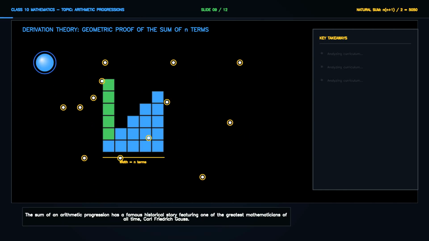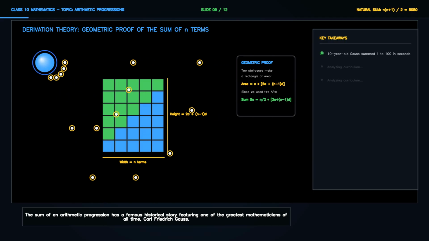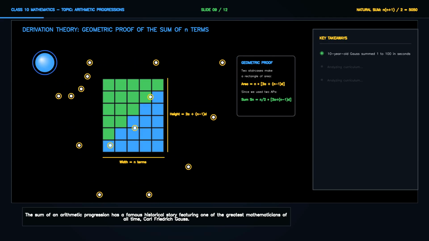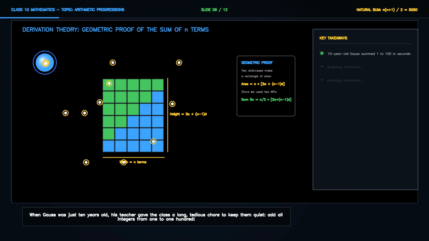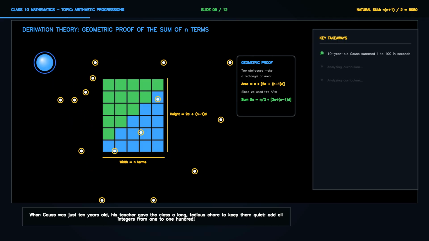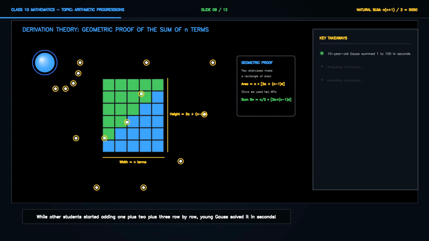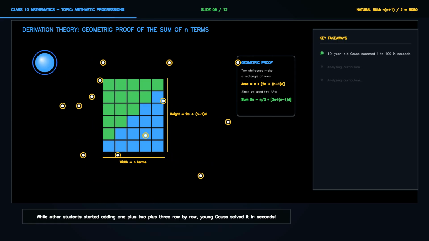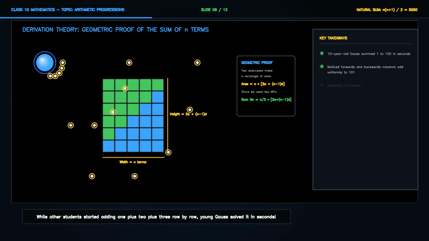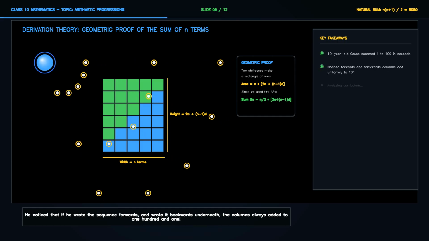The sum of an arithmetic progression has a famous historical story featuring one of the greatest mathematicians of all time, Carl Friedrich Gauss. When Gauss was just 10 years old, his teacher gave the class a long, tedious chore to keep them quiet: add all integers from 1 to 100. While other students started adding 1 plus 2 plus 3 row by row, young Gauss solved it in seconds.